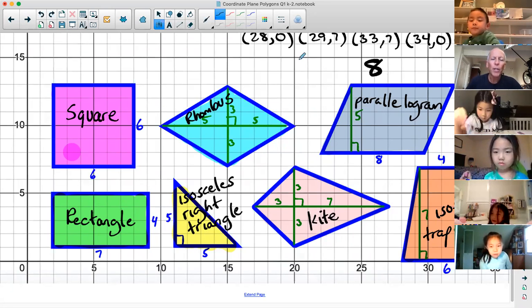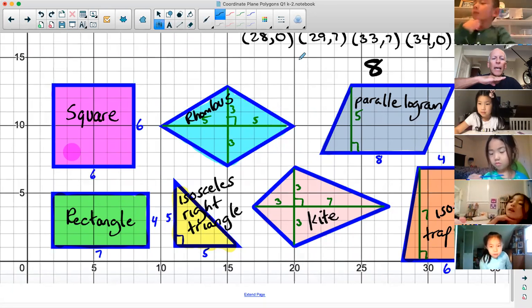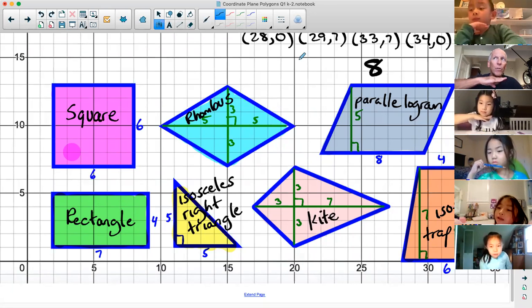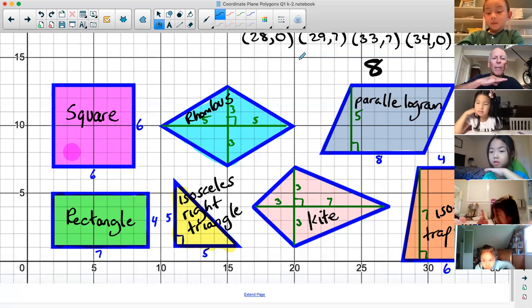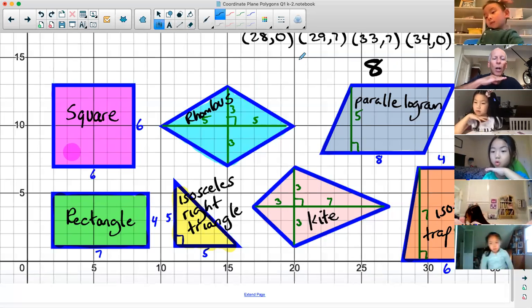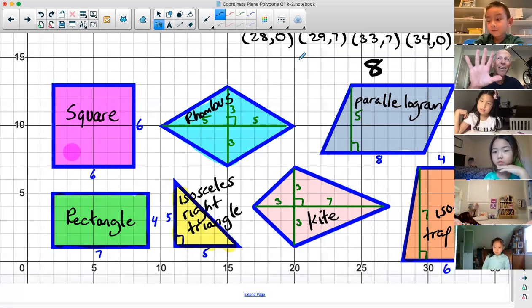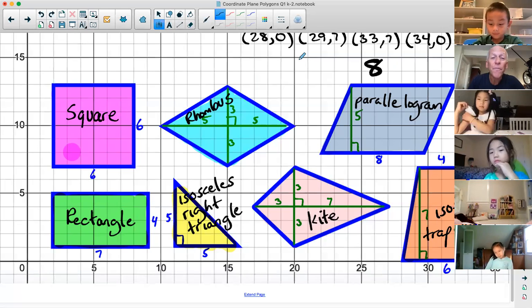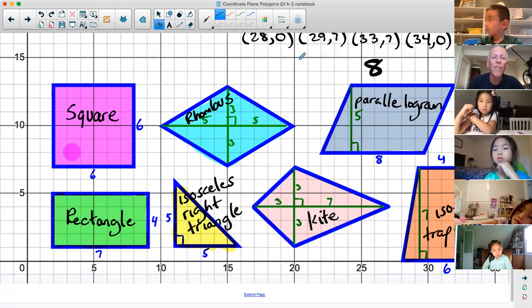Say it with your hand under your chin and count how many times your chin hits your hand when you say it. Ready? Parallelogram. Who told me how many times? Larry: 5. Guess what? Parallelogram has 5 syllables. It's a very long word.